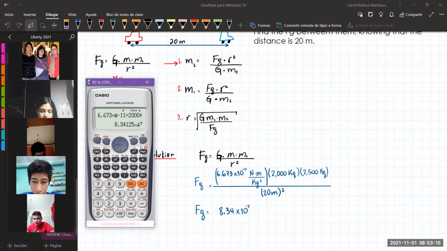In what units do we measure the gravitational force? Newtons.